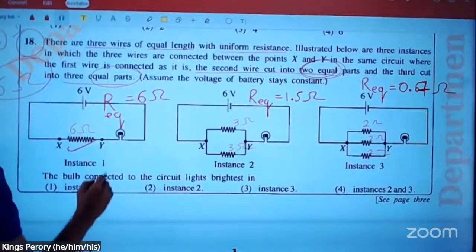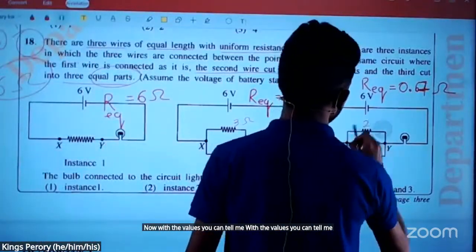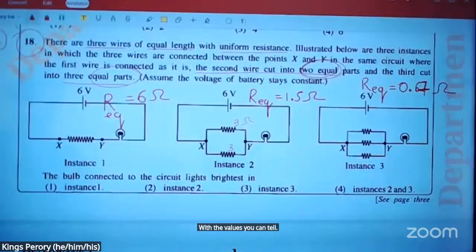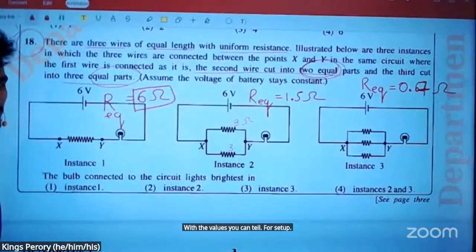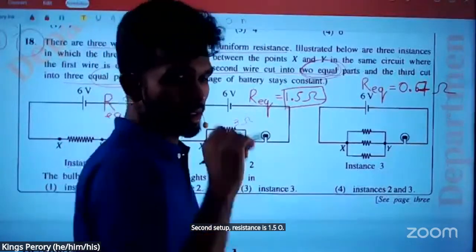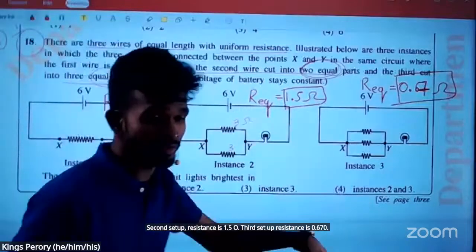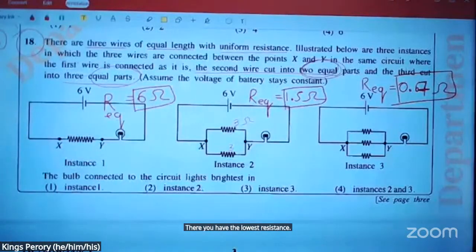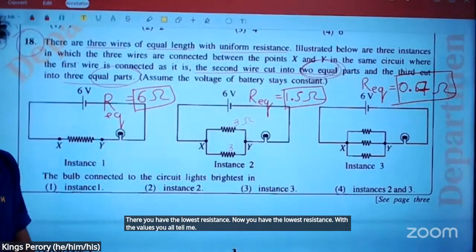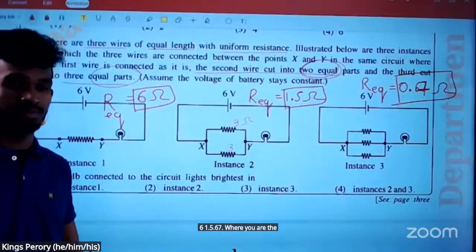Now with the values you can tell me. First setup resistance is 6 ohm. Second setup resistance is 1.5 ohm. Third setup resistance is 0.67 ohm. Where do you have the lowest resistance? With the values, you all tell me: 6, 1.5, 0.67. Where do you have the lowest resistance?